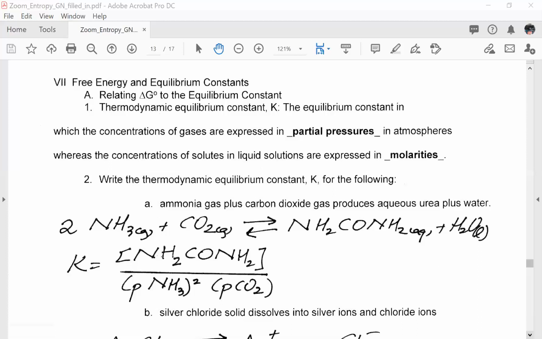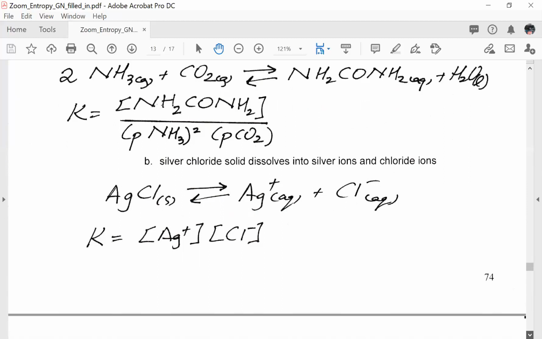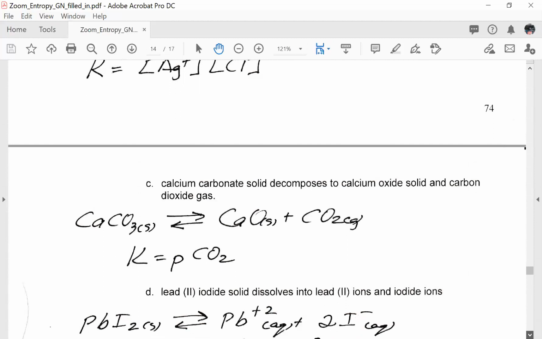We're going to practice another one. So this is silver chloride solid, dissolves into silver ions and chloride ions. So here's our silver chloride, and then it's breaking up into silver ions and chloride ions. So here's our K expression. So you should be able to do that. Practice another one.